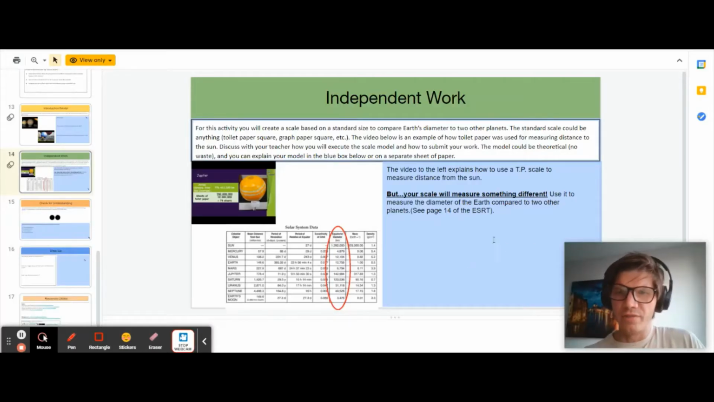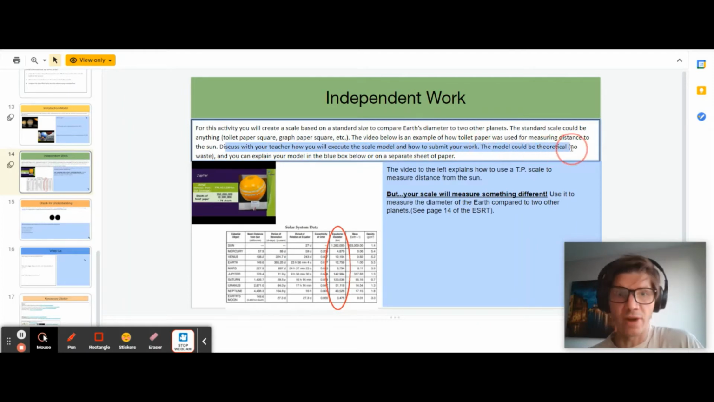In this next part of the video, we're going to do some math as related to this solar system data table. So in this video, the teacher explains how to make a toilet paper scale to measure the planet's distance from the sun. We'll be doing something not as fun, but hopefully a little bit as creative. So it's going to ask us to create an example, discuss with your teacher how you will execute a scale model and how you will submit your work.